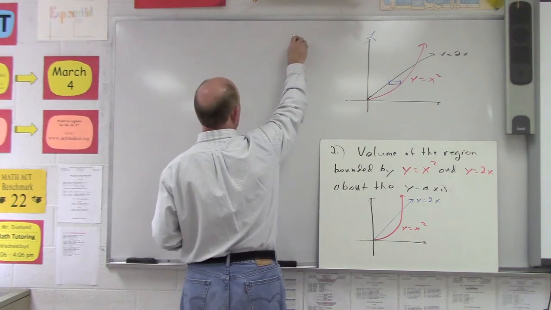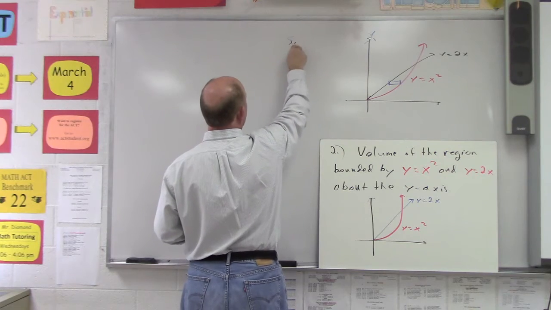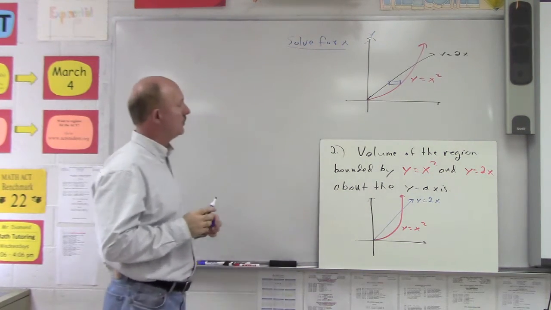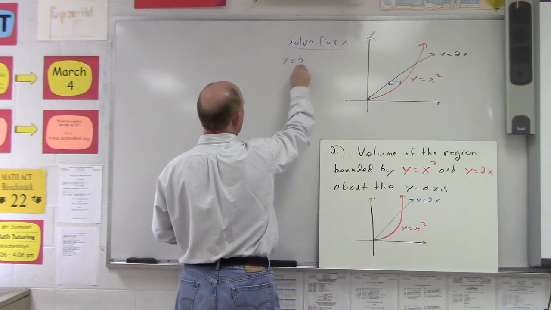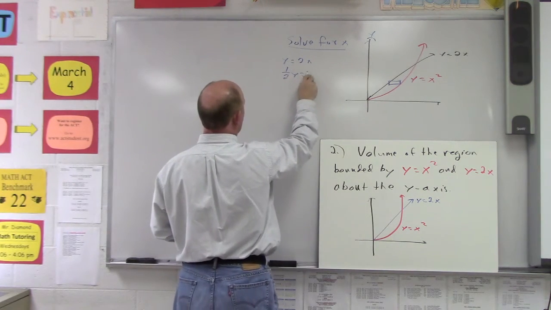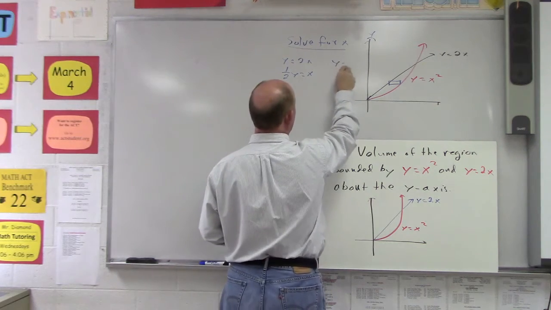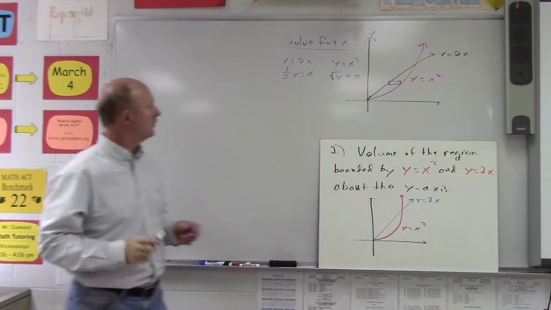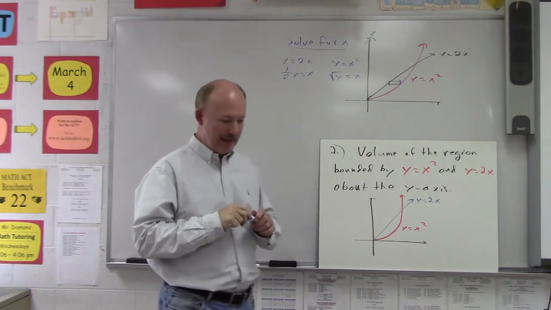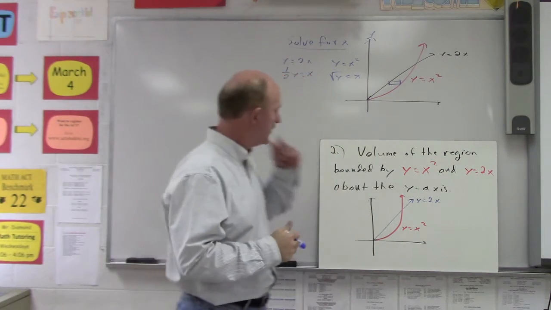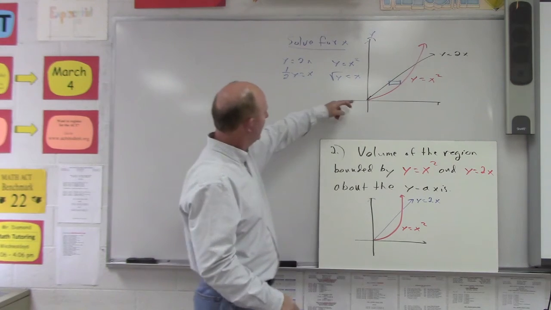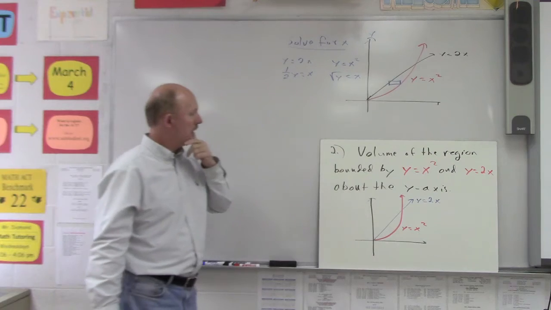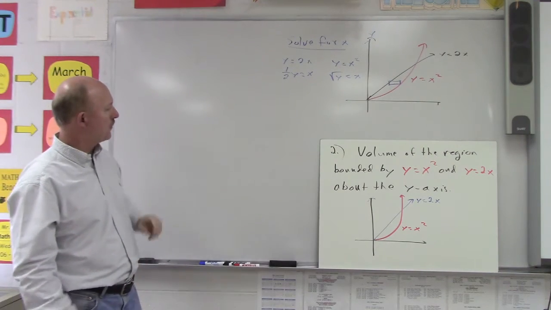All right, so solve for x. We'll just solve for x in terms of y, so we have y equals 2x, so 1/2 y equals x. And the other one, we have y equals x squared, so it'll be the square root of y equals x. So let's solve each one of those for x in terms of y. Okay, and also I need to get my upper and lower bound here. Now to get the upper and lower bound, let's see if we can solve this for y.